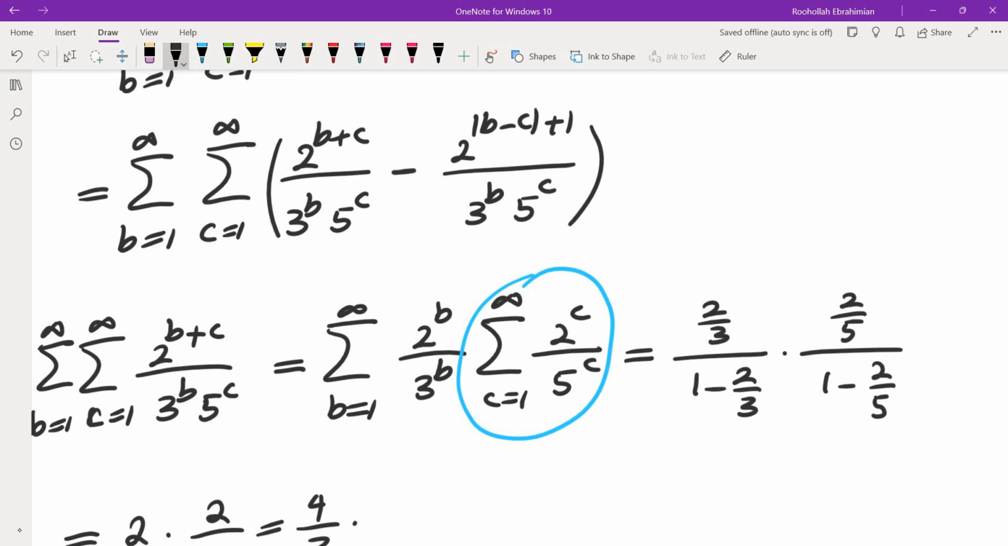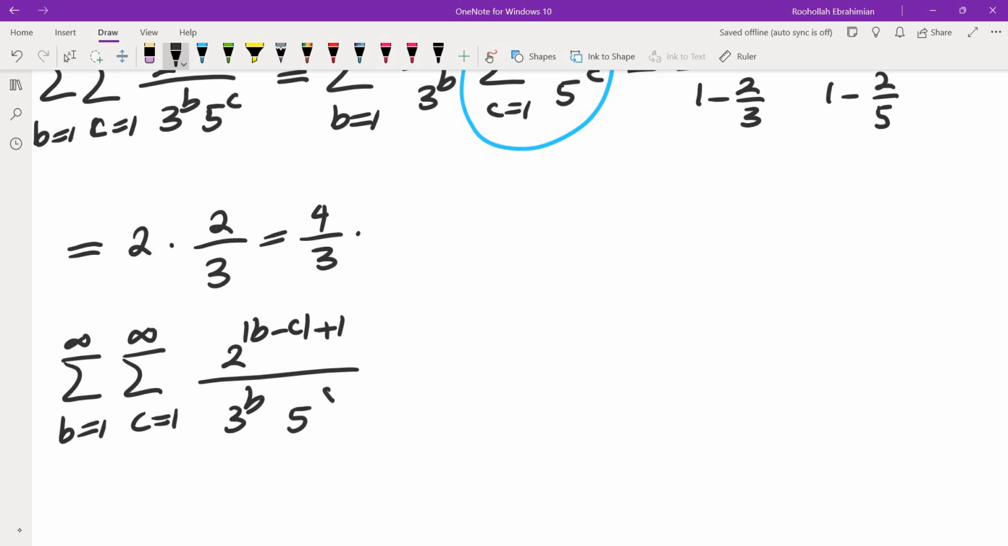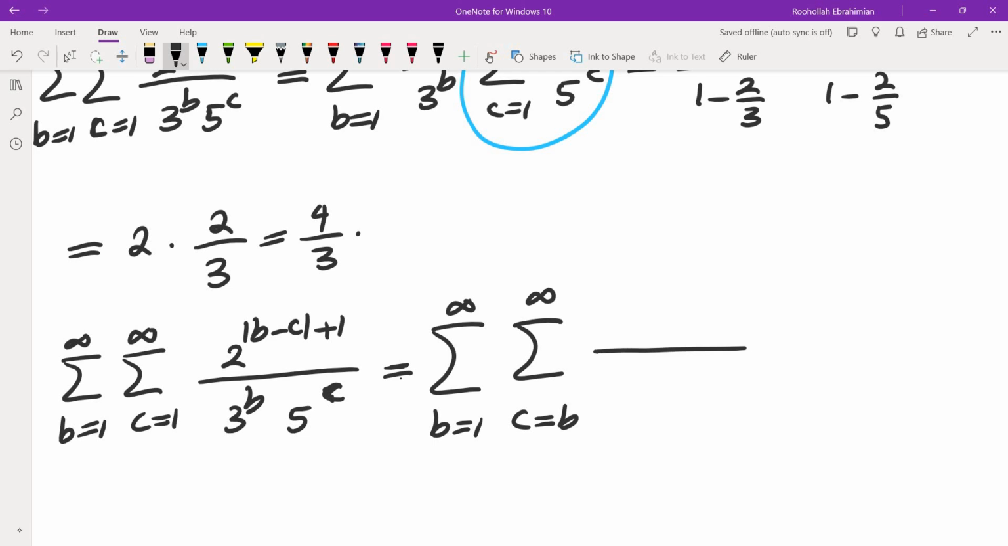For the second sum, I don't know whether b is larger or c is larger, so that changes the sum in terms of the absolute value. So let's take two cases. You have the sum of b equals 1 to infinity, c equals 1 to infinity of 2 to the power of absolute value of b minus c plus 1 over 3 to the b, 5 to the c. It is the sum b equals 1 to infinity, sum c equals b to infinity. This is the case where c is larger than or equal to b. So this is c minus b plus 1, over 3 to the b, 5 to the c.